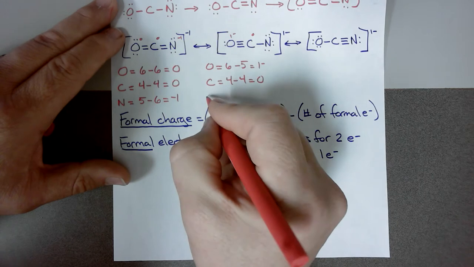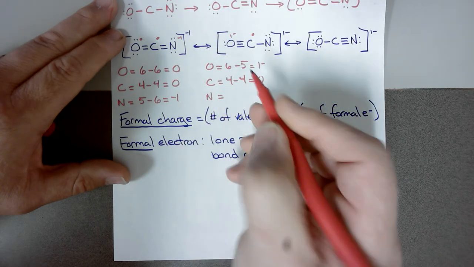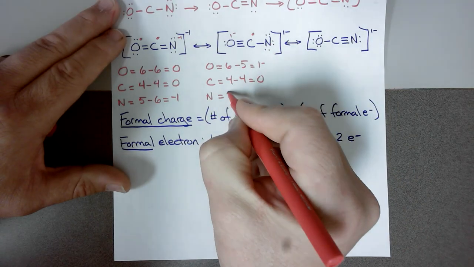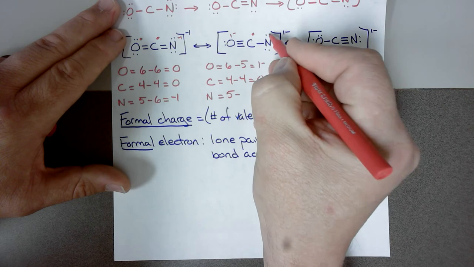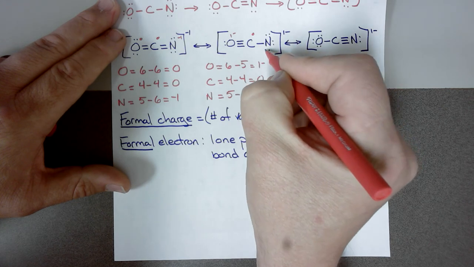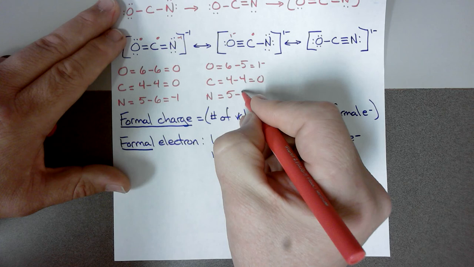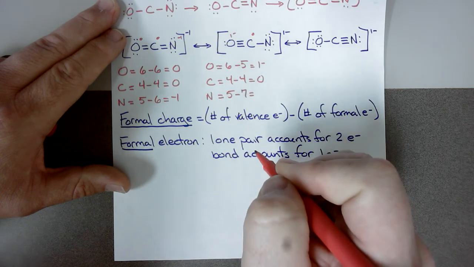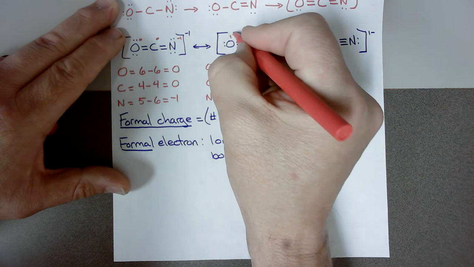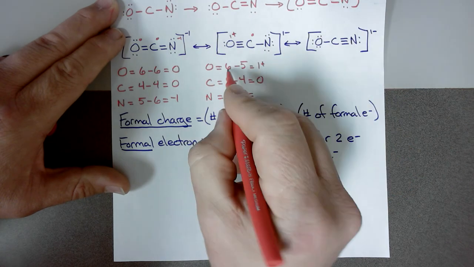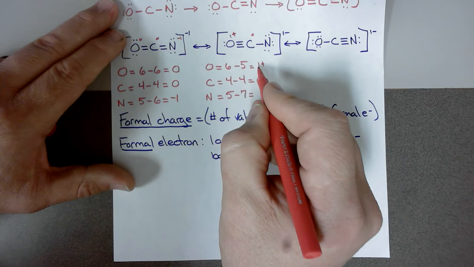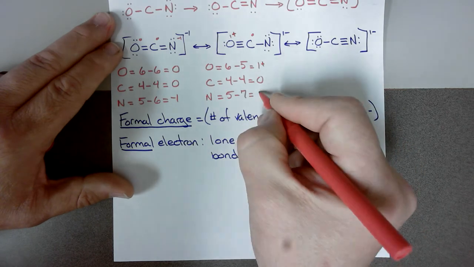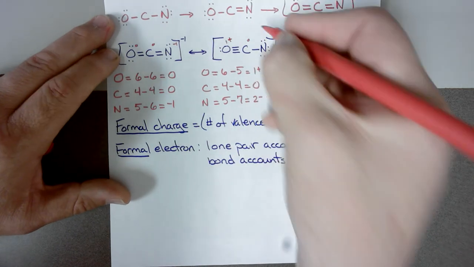Okay, and then nitrogen is equal to 5 valence electrons minus 1, 2, 3, 4, 5, 6, 7. So that's going to be, or this is a positive up here, sorry, positive, because 6 minus 5 is 1 plus. Sorry about that. And this is going to be a 2 minus. So we have a 2 minus.